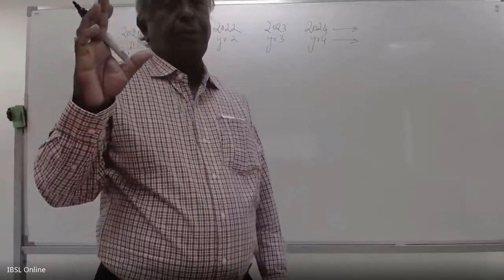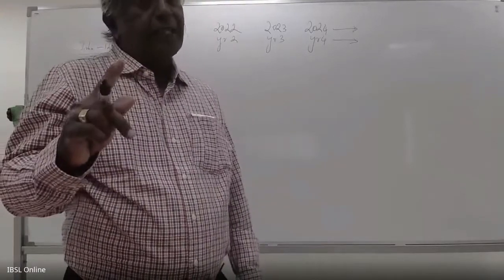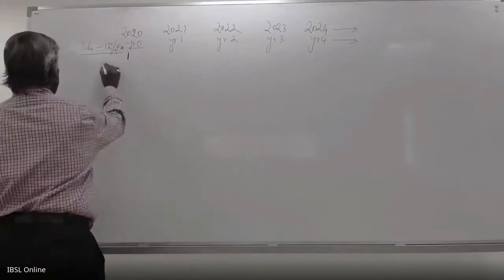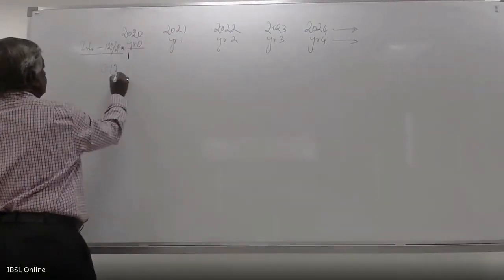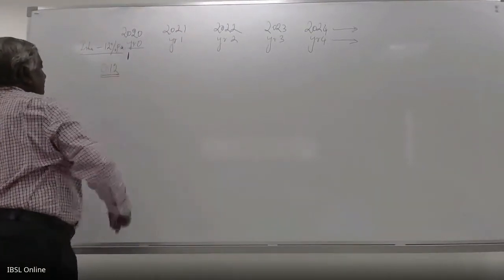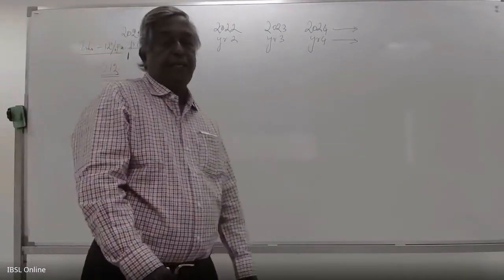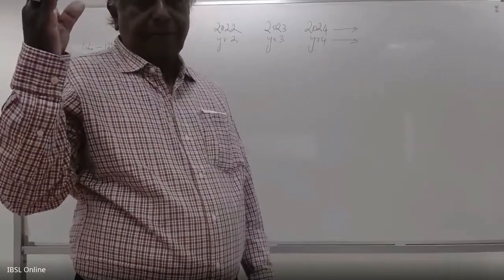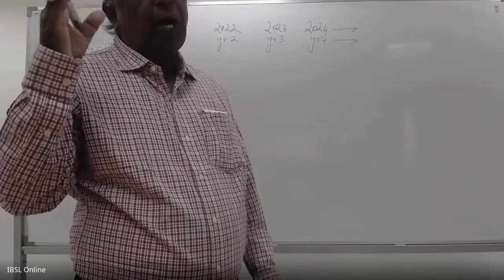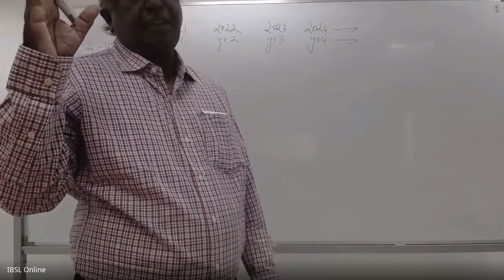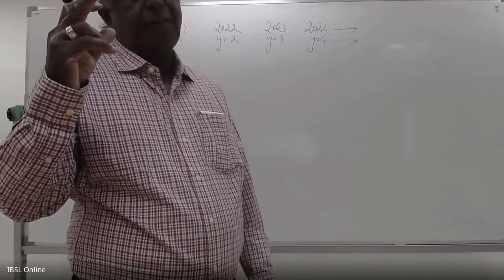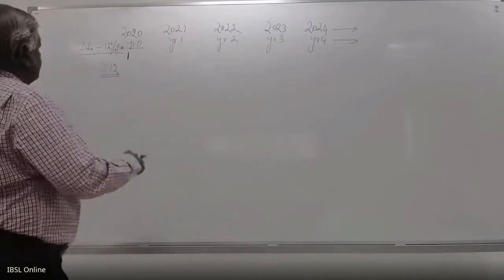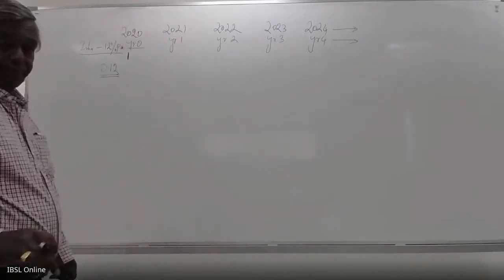12% per annum means for 100 rupees, 12 rupees interest. So for 1 rupee, the interest will be 0.12. So now, I told you I am having 1 rupee now.